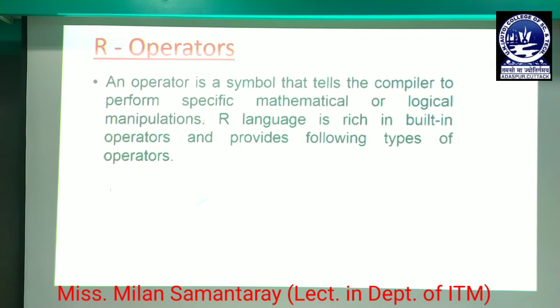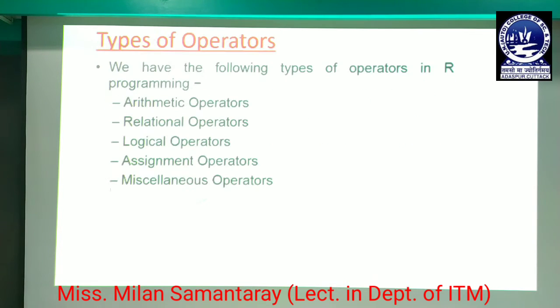The operators in R programming are symbols that tell the compiler to perform specific types of mathematical or logical manipulations. We know that R programming deals with statistical analysis. So, the operators we use in R programming perform specific mathematical and logical operations, and the R language has many built-in operators. Let us see what types of operators we use in the R language.